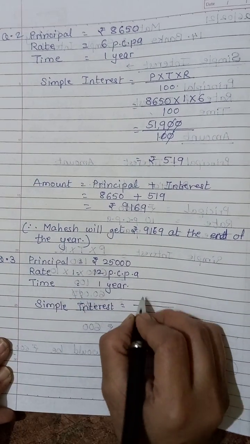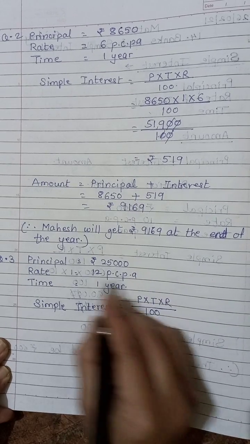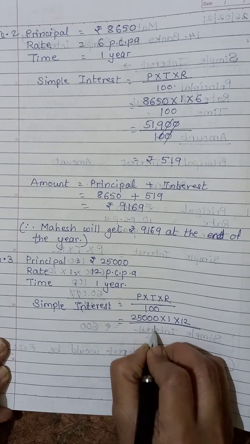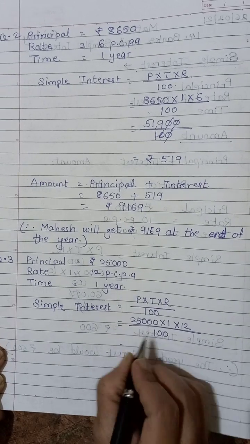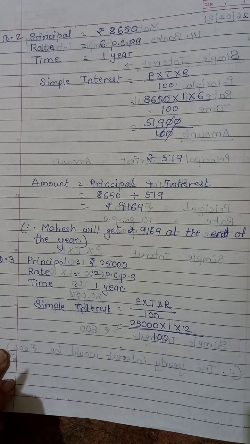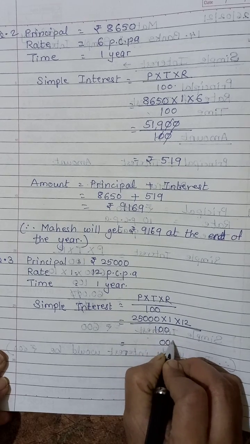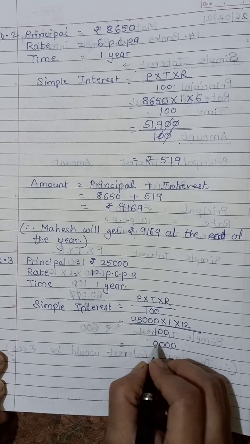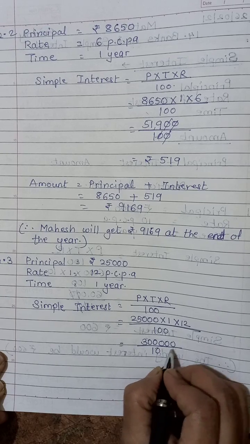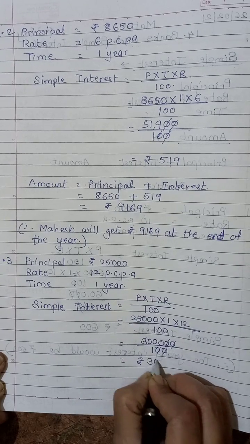So principal, rate and time we have written. Simple interest is equal to P multiplied by T multiplied by R upon 100. Now we'll substitute the values. 25,000 multiplied by 1 multiplied by 12 upon 100. We can cancel the zeros here also, just because there is a multiply sign. If there is a minus or any other sign, we cannot do this. So 12 5s are 60, 12 2s are 24, so this is 30, 3 lakh upon 100, we'll cancel the zeros, and we got the interest, that is 3000 rupees.